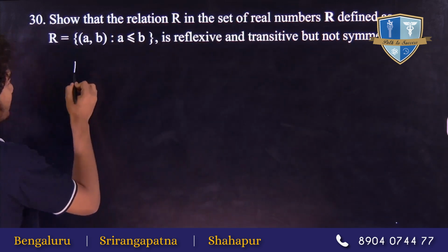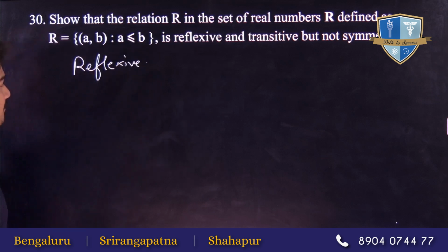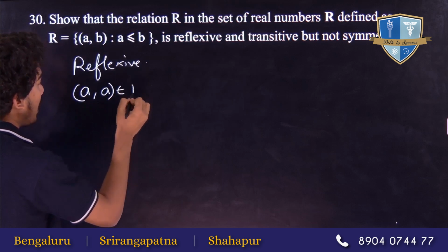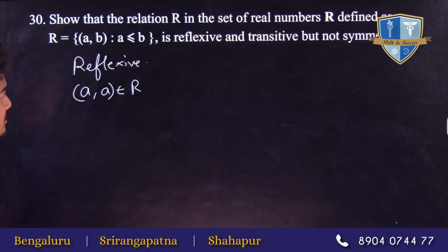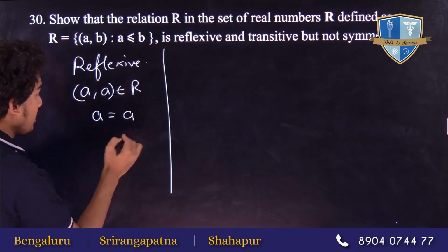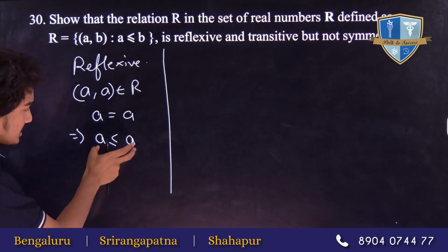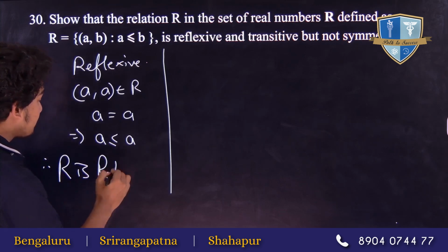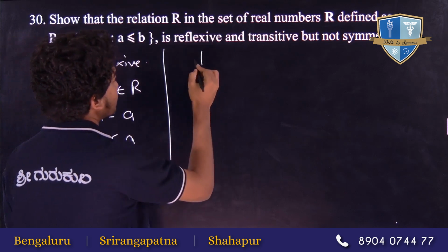First, let's check whether the relation is reflexive or not. A relation is reflexive when (a, a) belongs to R. Correct? When (a, a) means both the quantities a and b should be equal. Is it possible? Yes, a can be equal to b. So since we know a equals a, this implies a is less than or equal to a. Correct? Means this condition is also true. Therefore R is reflexive.